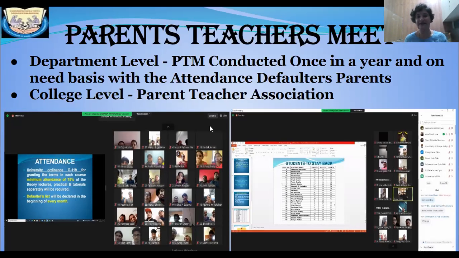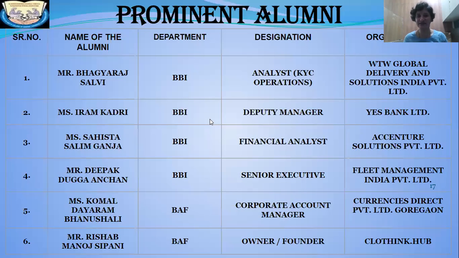Now the next thing, students: I must say you have selected a very best college in the vicinity. Why? Because you can see the alumni of our college. Who are alumni? The students who have studied in SM Shetty. What do we call ex-students, students? Alumni. You might be knowing this terminology. Alumni means ex-students of the college.